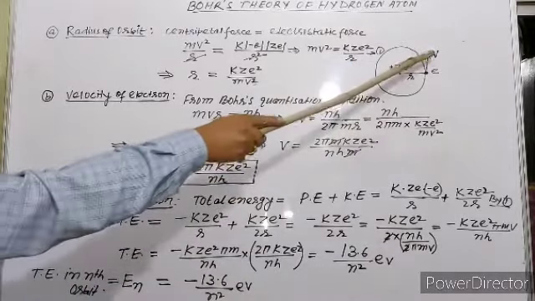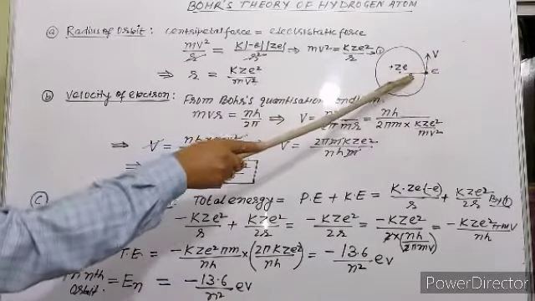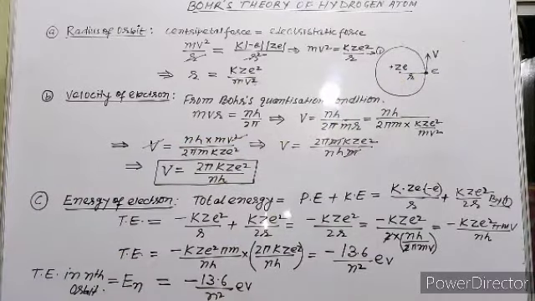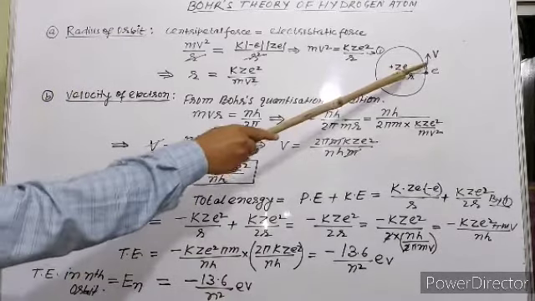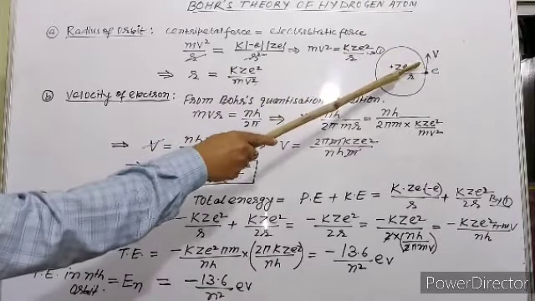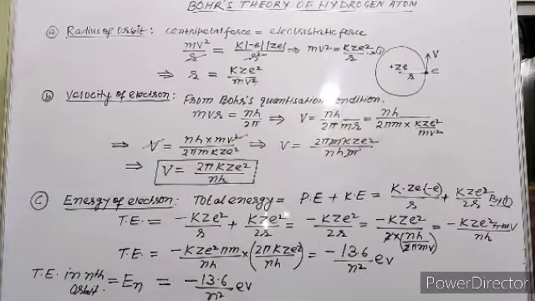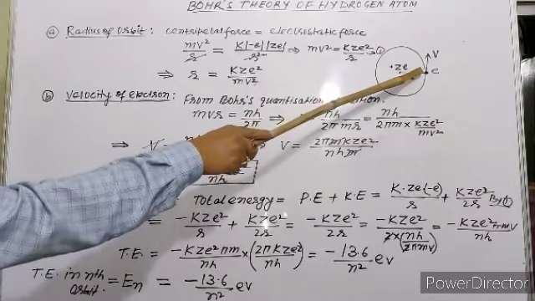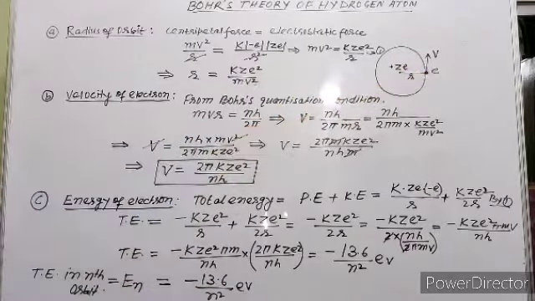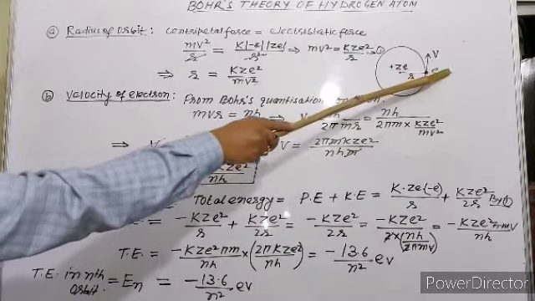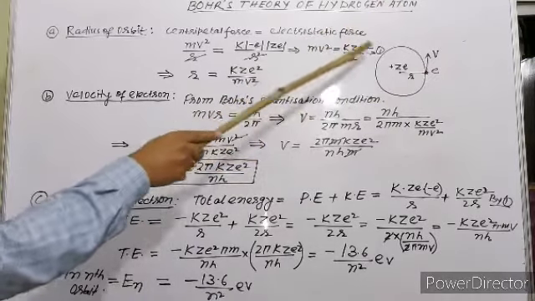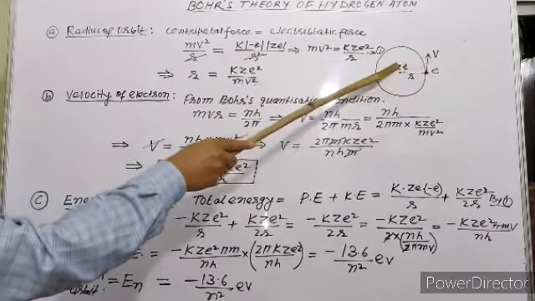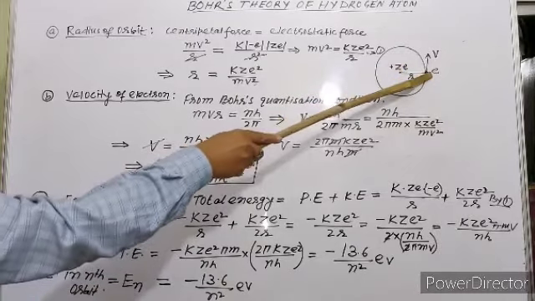Suppose the velocity of electron is v and its radius of orbit is r. So first of all, I am going to find the radius of orbit. When the electron moves, then centripetal force acts towards the center and centrifugal force will act outward from the center. So centrifugal force is acting outward, and there is electrostatic force between this Ze and e.